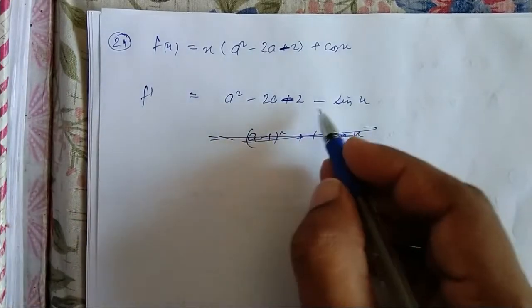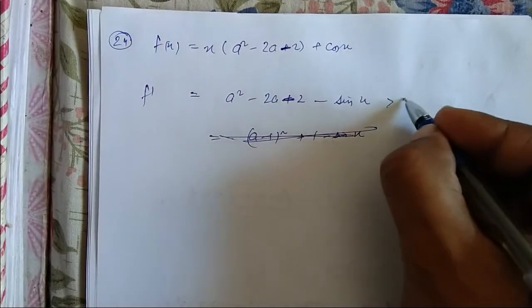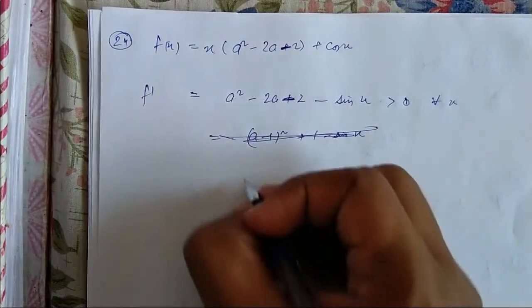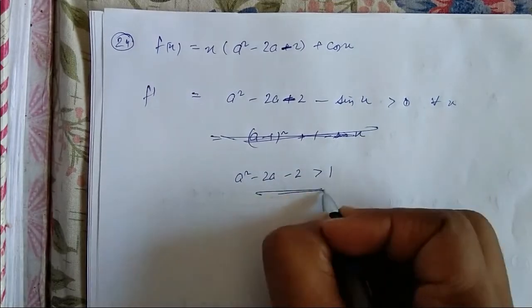Okay, so this has to be greater than 0 for all x. So a square minus 2a minus 2 has to be greater than 1. Now we can obtain the values of a.